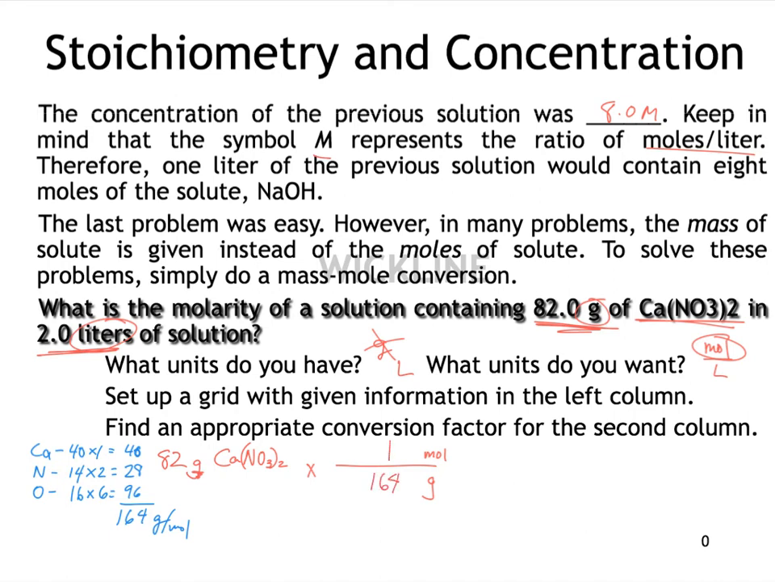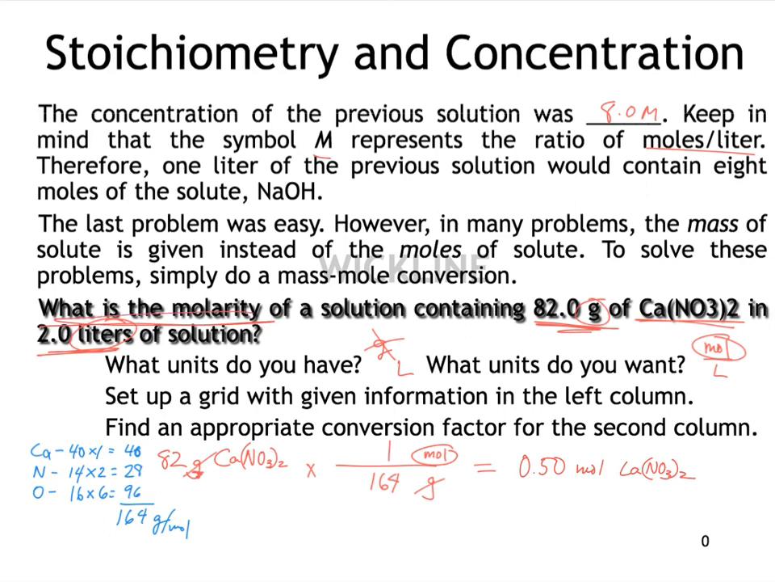So we fill it in like this. 164 grams, 1 mole. Now when we do that, we're going to be able to get rid of the grams, and our answer will come out as moles. We can go ahead and do that now. 82 divided by 164 is going to be 0.50 moles. So that means I have just half of a mole of the calcium nitrate. But they actually want to know the molarity, if I remember correctly. Yes, what is the molarity?